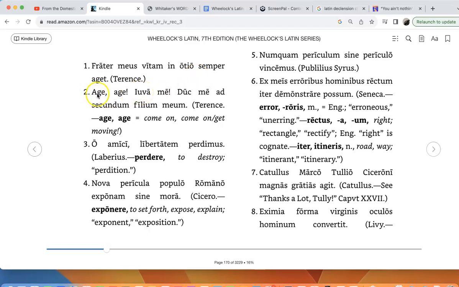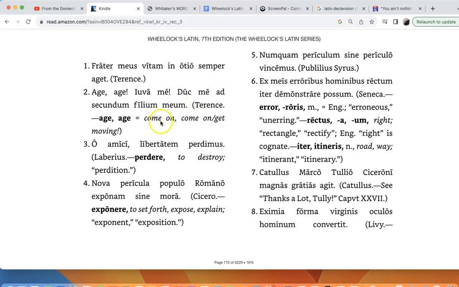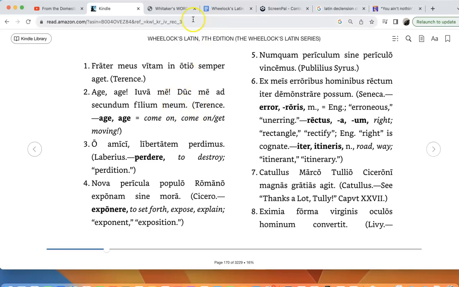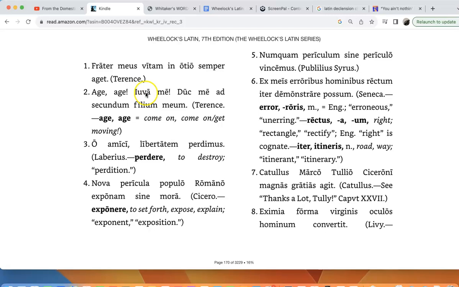All right, moving on to duo. Age, iuva me, duc me ad secundum filium meum. And here they give us some translation here. So this is the imperative going back to chapter 1 using the same verb. So come on, help me. Take me to my second son. So maybe perhaps he's missing, or he's been abducted, or he's lost in some sense. So he's asking for help. So come on, help me, lead me or take me to my second son.